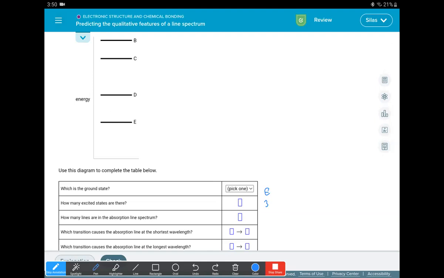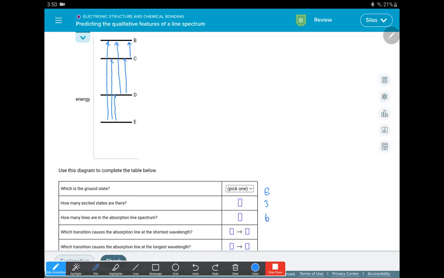So if we start at E, we can go all the way to B. We can go to C. We can go to D. There's 3 options. Now, if we start at D, we can go to B. We can go to C. And if we start at C, we can go to B. So 1, 2, 3, 4, 5, 6 possibilities there.